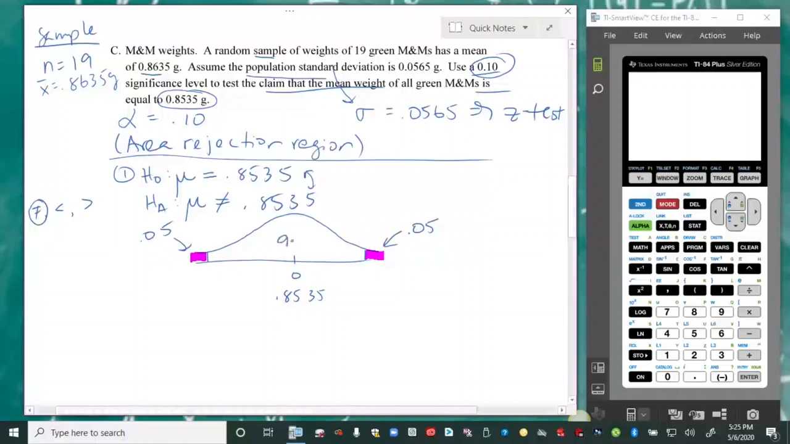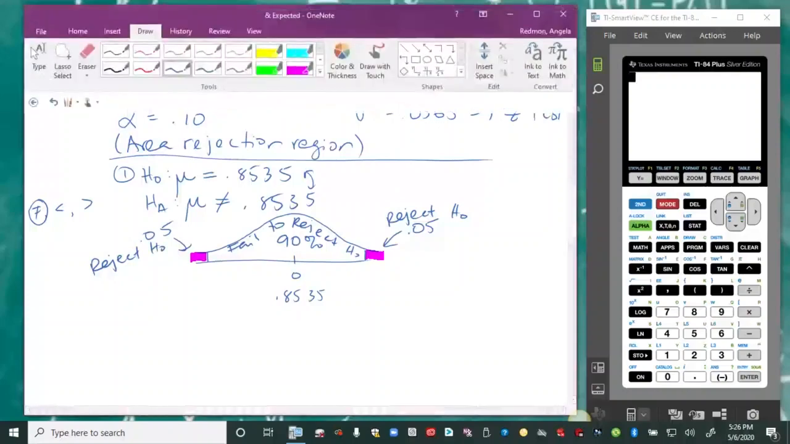So this is 90%. This is fail to reject my null hypothesis. And in these tails, this is a two-tail test, we're going to reject the null hypothesis. Okay, you do not need all of that for part one. I just really like to set it up.